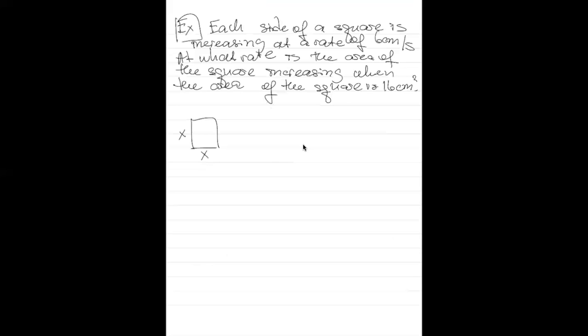It's like blowing it out. It's growing bigger. And so as x is increasing, the area is increasing also. So dx/dt is given. That's the rate of change of the side of the square. That is 6 centimeters per second. You need to find dA/dt when the area is 16.